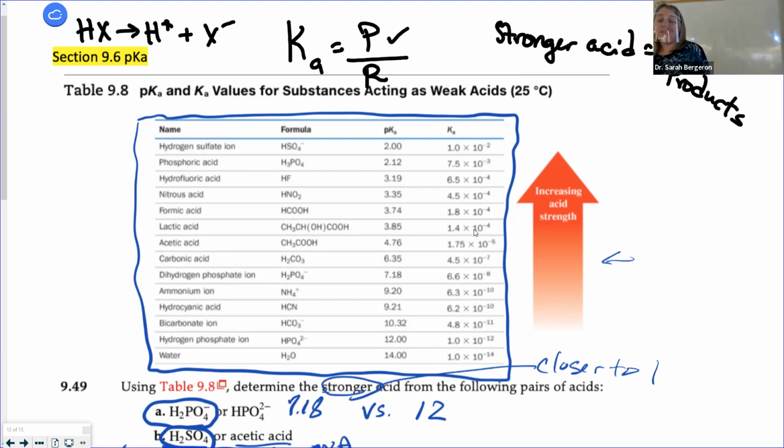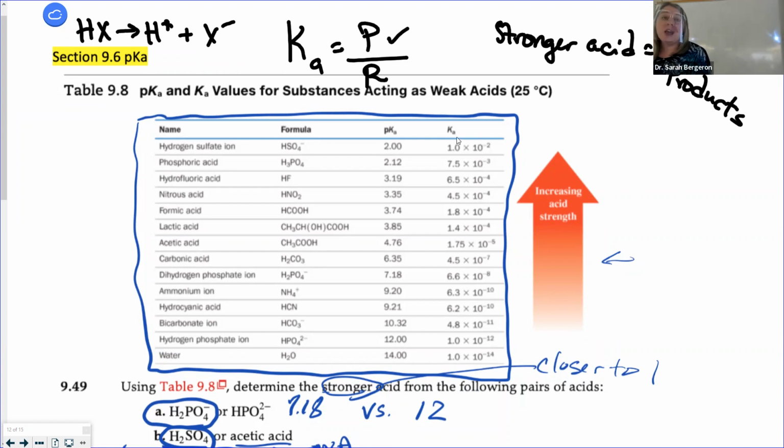I come down here and I find my weakest acid possible, which is water. Look at that Ka value. Holy moly. That is 1 times 10 to the negative what? 14. That's really tiny. Okay, you can do that. But a lot of times people have a hard time looking at something that is times 10 to the something, right? This is why the pH scale was invented, so that we wouldn't have to look at concentration values.